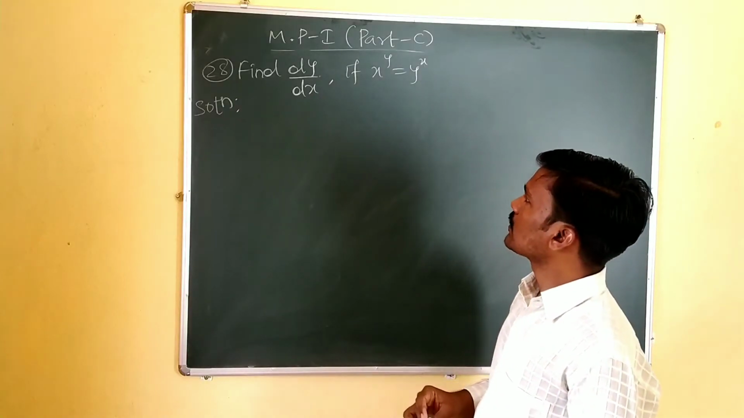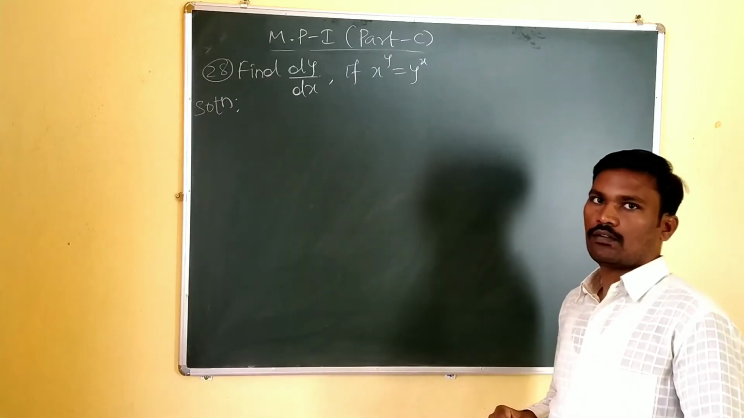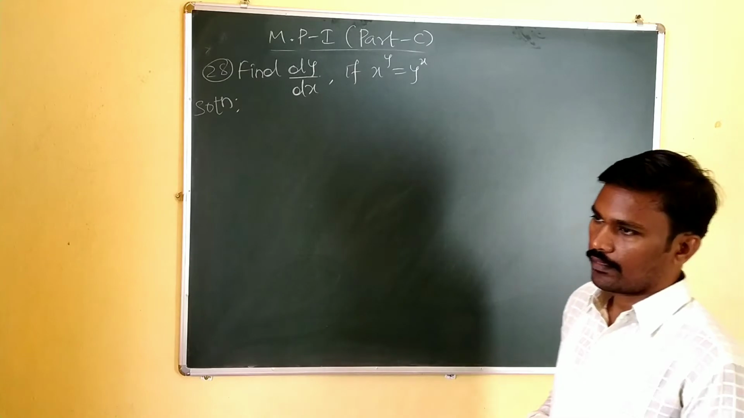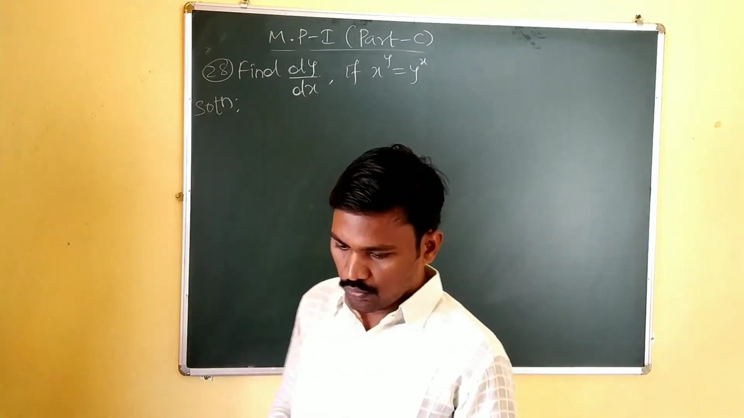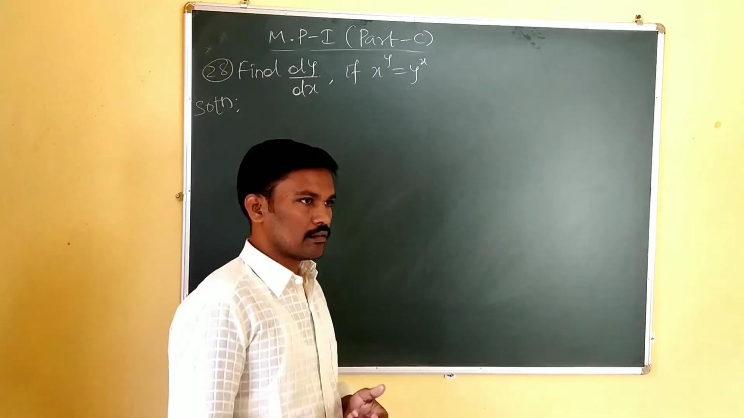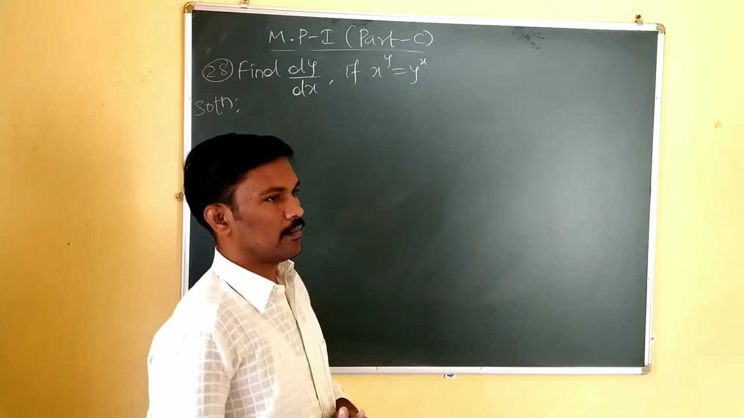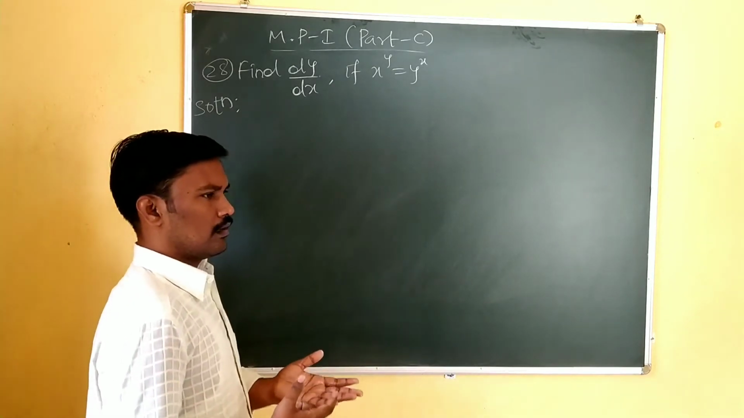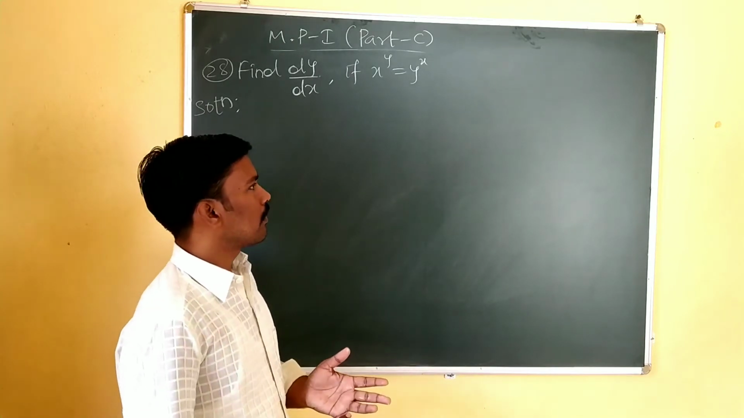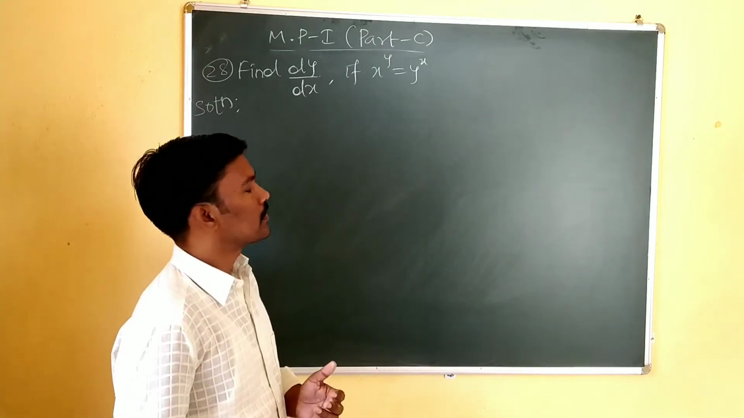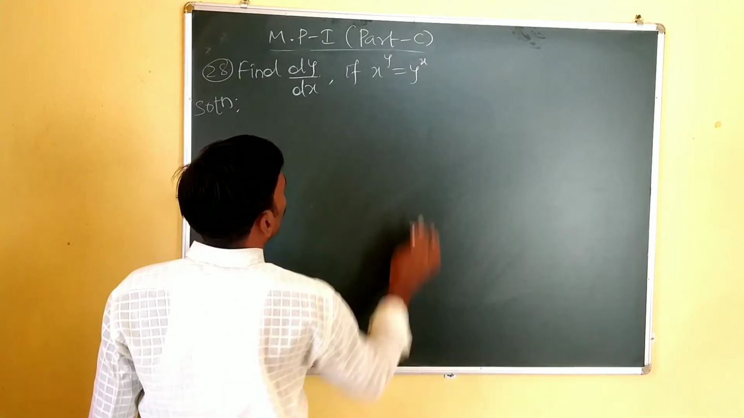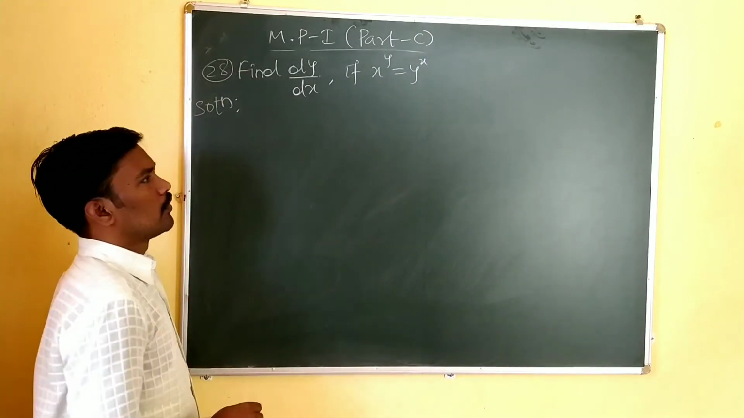Find dy by dx if x to the power of y is equal to y to the power of x. Again, this is also from differentiation. Okay, from differentiation, you are going to get two questions. So one is fixed, which is from parametric equations, and another one may be from partial fractions or from logarithmic functions. If you look at the functions here, x to the power of y and y to the power of x, both are exponential functions.